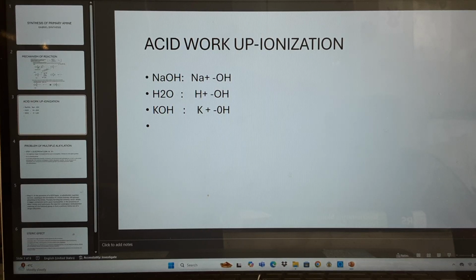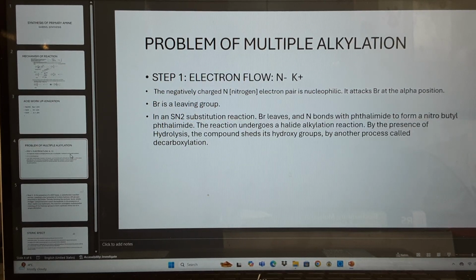Here is water and there is hydrogen, and they will ionize this way. Potassium hydroxide ionizes this way too. There is also the problem of multiple alkylations that we will see at the end of the exercise.